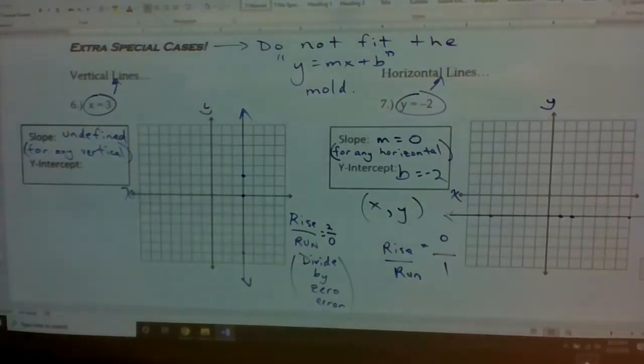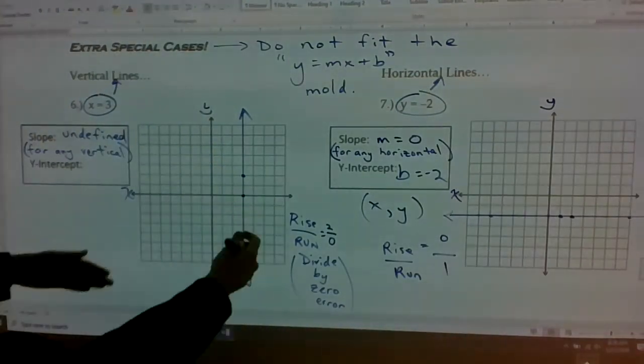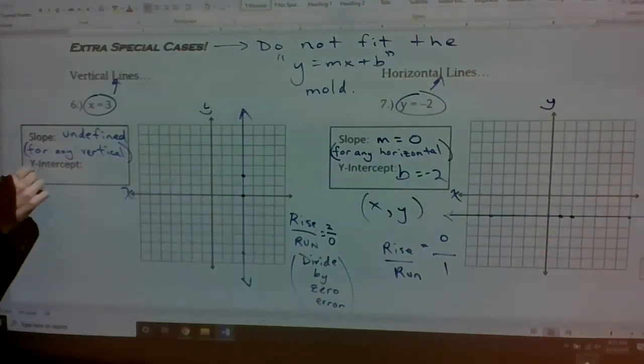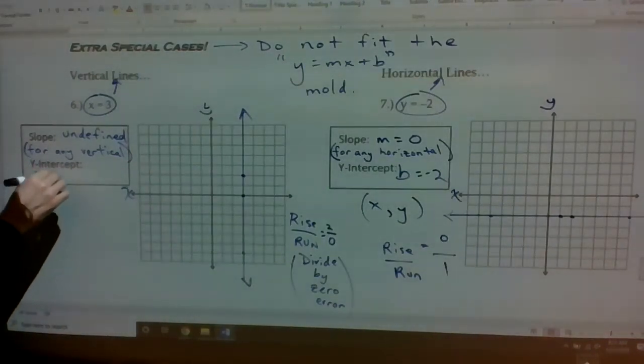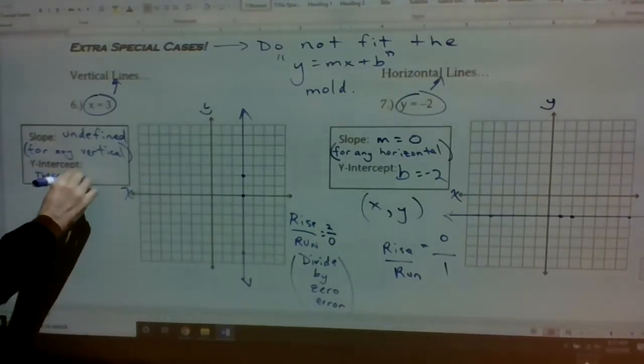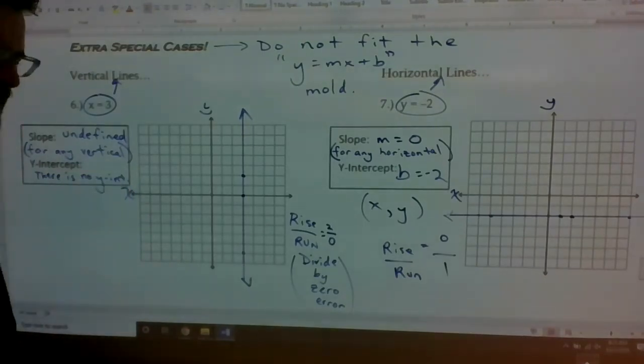And you know what? It doesn't have a y-intercept. It never crosses the y-axis because it's parallel to the y-axis. So I'm just going to say there is no y-intercept. And I think we'll leave it at that.